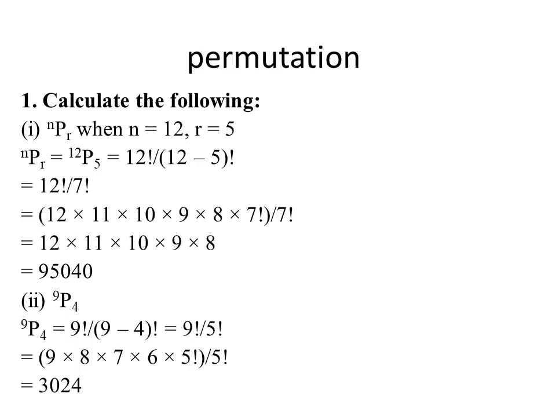Then 9P4, 9 factorial over (9 minus 4) factorial, that is 9 factorial by 5 factorial, that is 9 into 8 into 7 into 6 into 5 factorial over 5 factorial. The 5 factorials get cancelled. We are left with 3024.